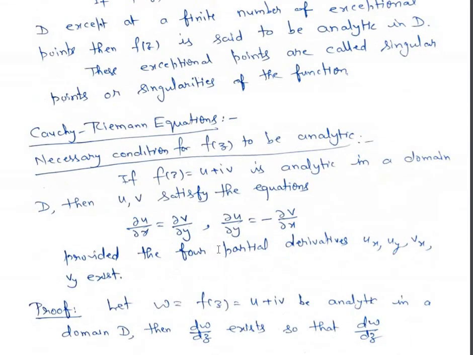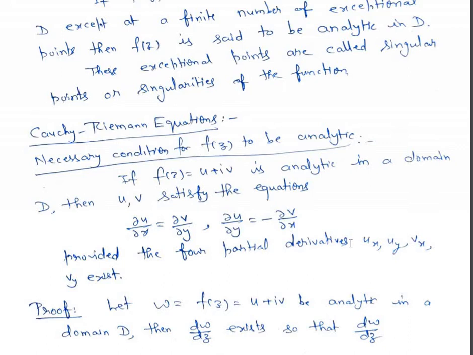Now we come to a very important result, which is known as the Cauchy-Riemann equations. Now what are the necessary conditions for a function f(z) to be analytic? If f(z) = u + iv is analytic in a domain D, then u and v must satisfy these equations: del u/del x = del v/del y, and del u/del y = minus del v/del x, provided the four partial derivatives ux, uy, vx and vy exist.